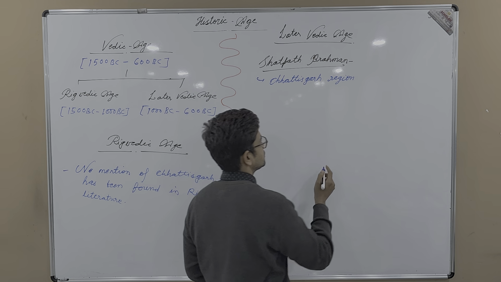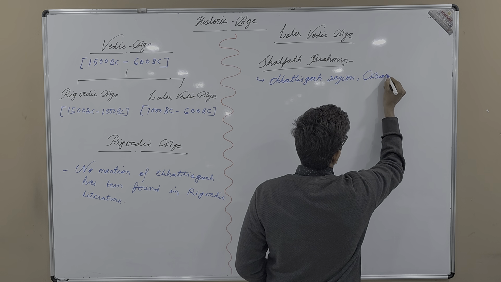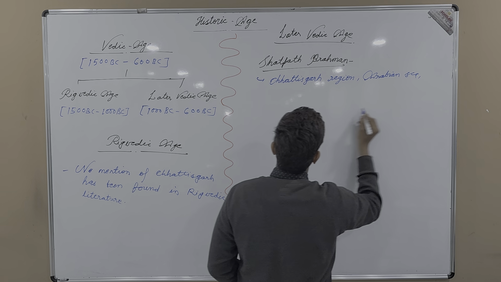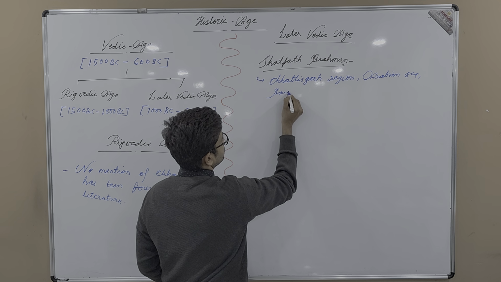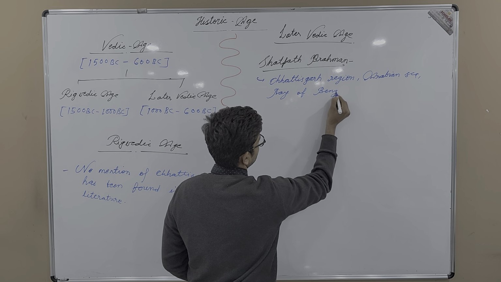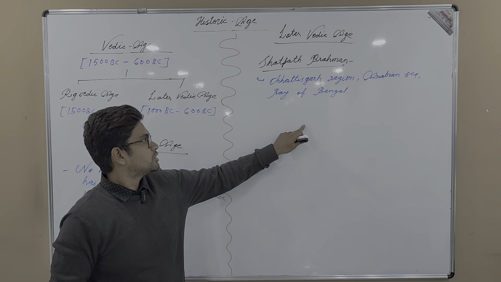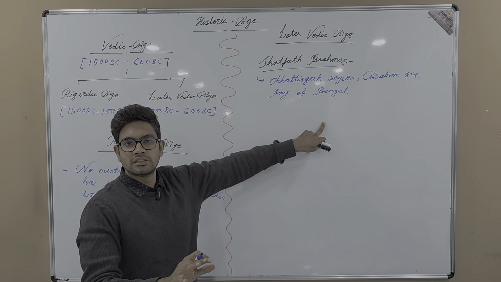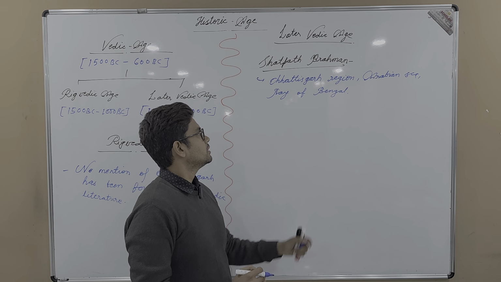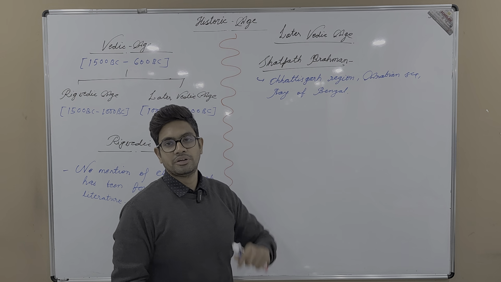And apart from this, it also describes the Arabian Sea and the Bay of Bengal. So the description of the Chhattisgarh region, not by the Chhattisgarh name, the Arabian Sea and the Bay of Bengal has been found in Shatpath Brahman.